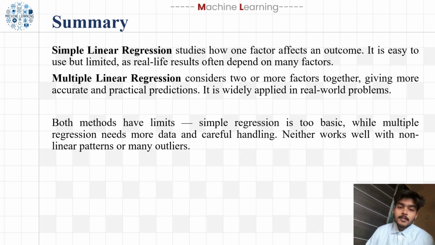To summarize, we have understood that simple regression is good for learning and understanding the impact of a single variable, and multiple regression is better for practical, real world predictions using many factors. Both are useful, but we need to handle them carefully to avoid errors.